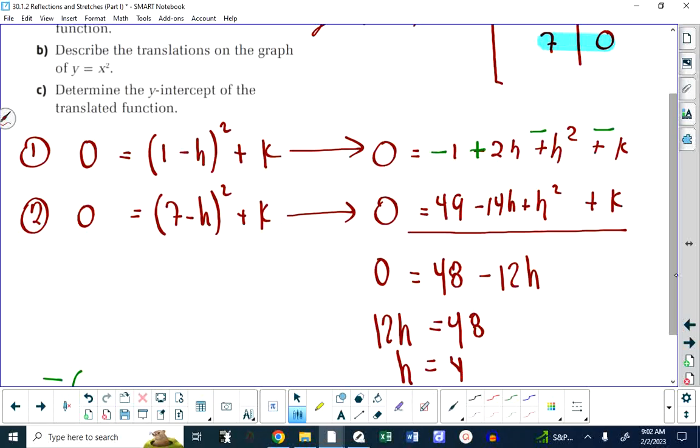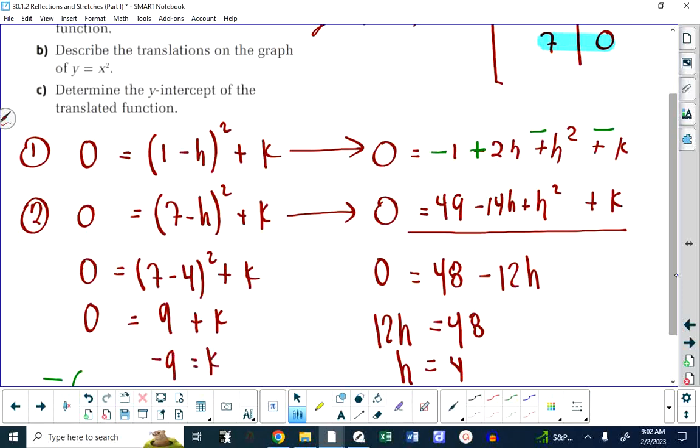And now what I have to do is go back to any of these equations that I see here that connect h and k and find out what k is. I mean, I might just go to this equation. 0 equals 7 minus 4 quantity squared plus k. That's 0 equals 9 plus k, because 7 minus 4 is 3. And when I square 3, I get 9. So I subtract 9 to the other side, and I get k equals negative 9.